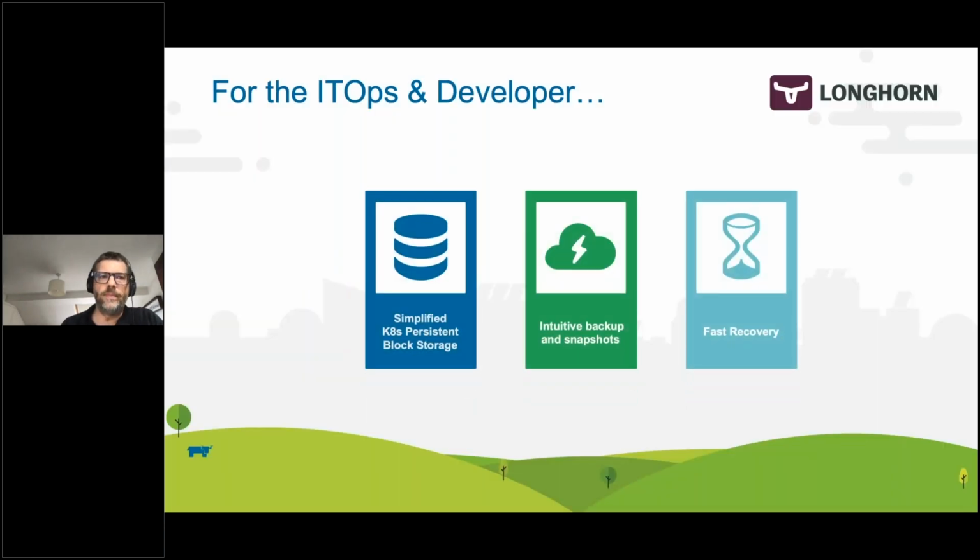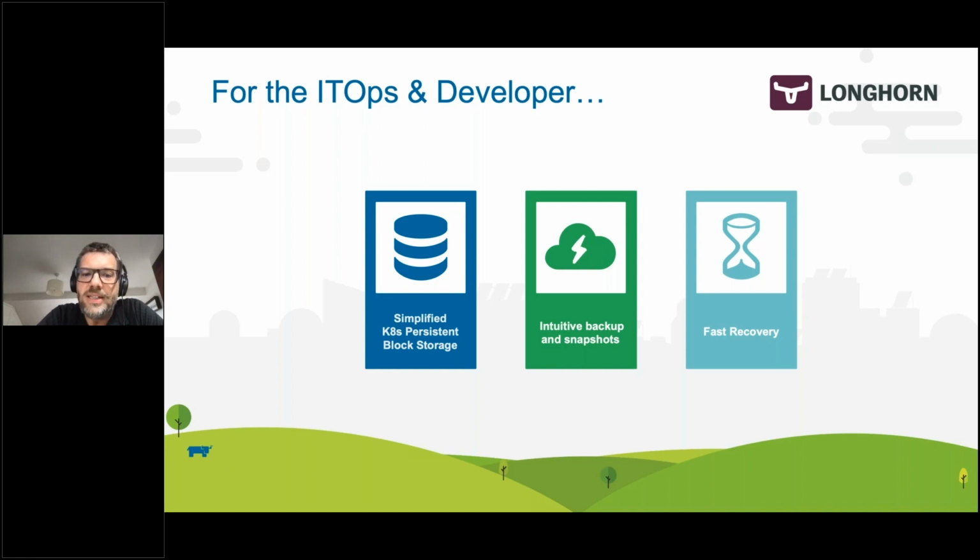So Longhorn, why Longhorn for IT ops and developers? Well, there's three principal reasons. The first one is simplified Kubernetes persistent block storage. Longhorn offers a simple one-click deployment process for Rancher to deliver scalable and reliable distributed storage across your downstream Kubernetes clusters that can be managed easily by your developers and DevOps engineers.